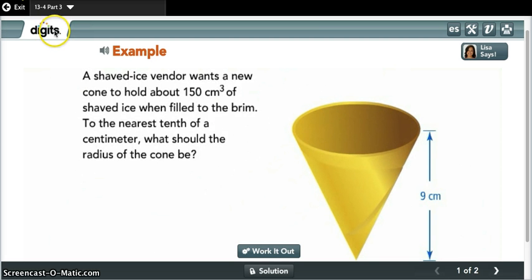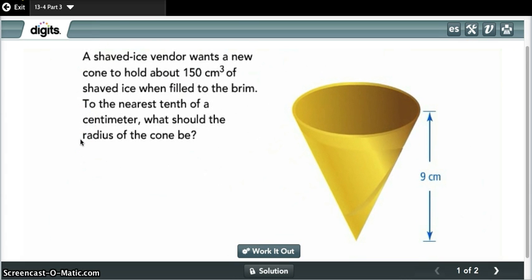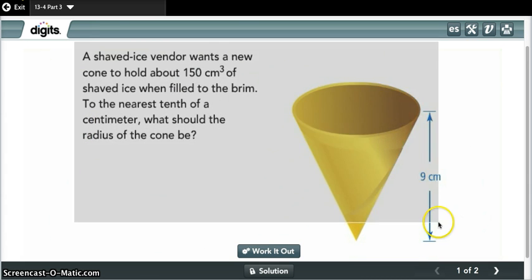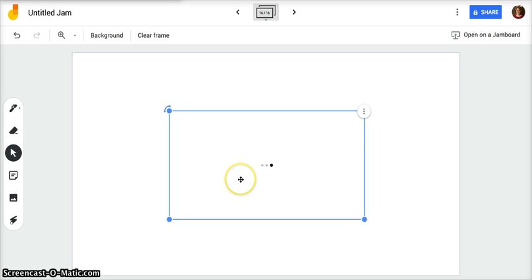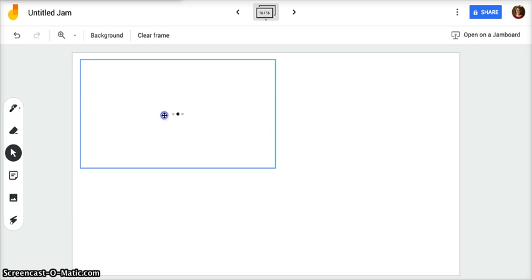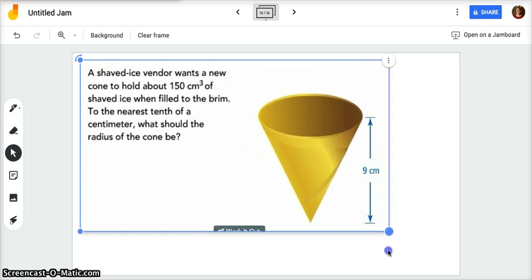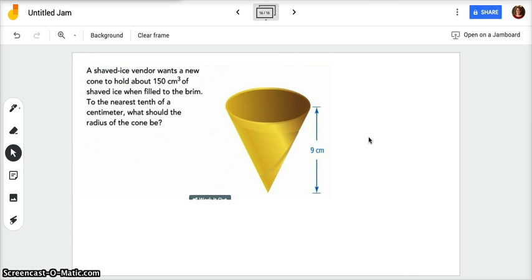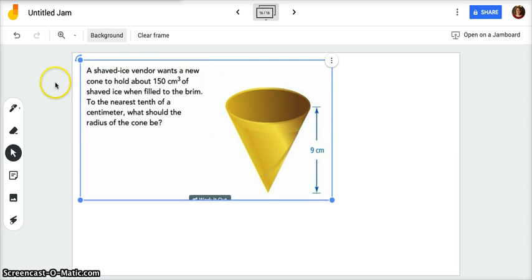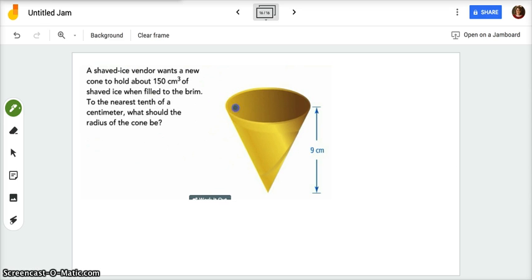All right, just like with our last one, we are now going to be given the volume and we need to find either the radius or the height. So in this situation, we've been given the height and we need to find the radius. And if you saw the little video that went ahead of this, it said something like a shaved ice vendor was trying to fill the cone. So we need to calculate if he wants 150 cubic centimeters to go in the cone, how big is the radius or how wide should this cone be? So we are looking for the radius.